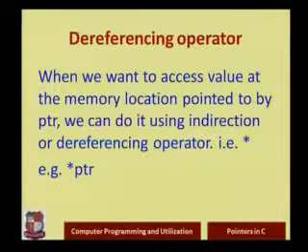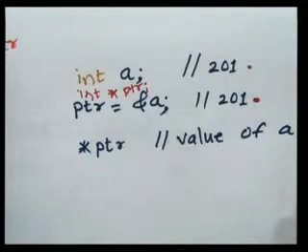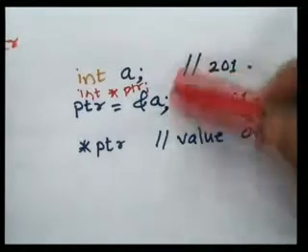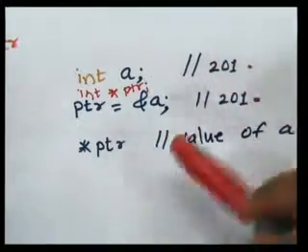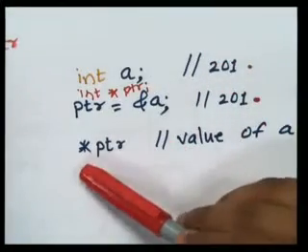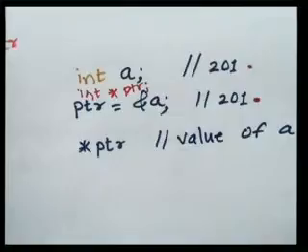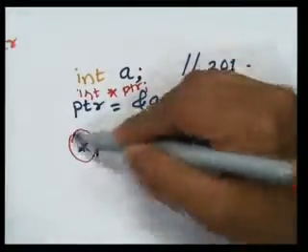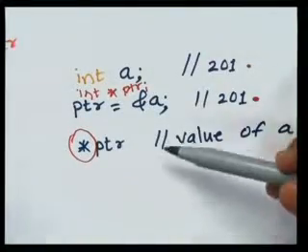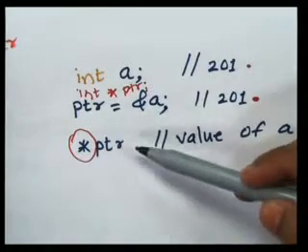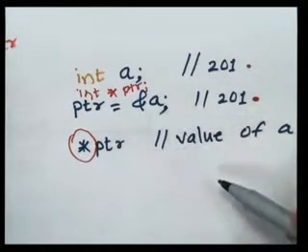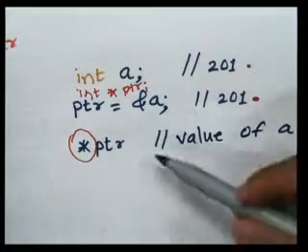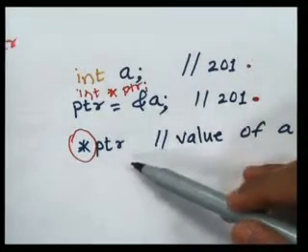Now the next step that I want to understand is, using my pointer variable, how should I access the value of A, right? We want to access the value of A using the pointer variable. How will we do it? We have one operator known as the indirection operator or dereferencing operator, that is asterisk, or we also say star PTR. When I write star PTR, it means the value of A, or the value at the location pointed to by PTR.